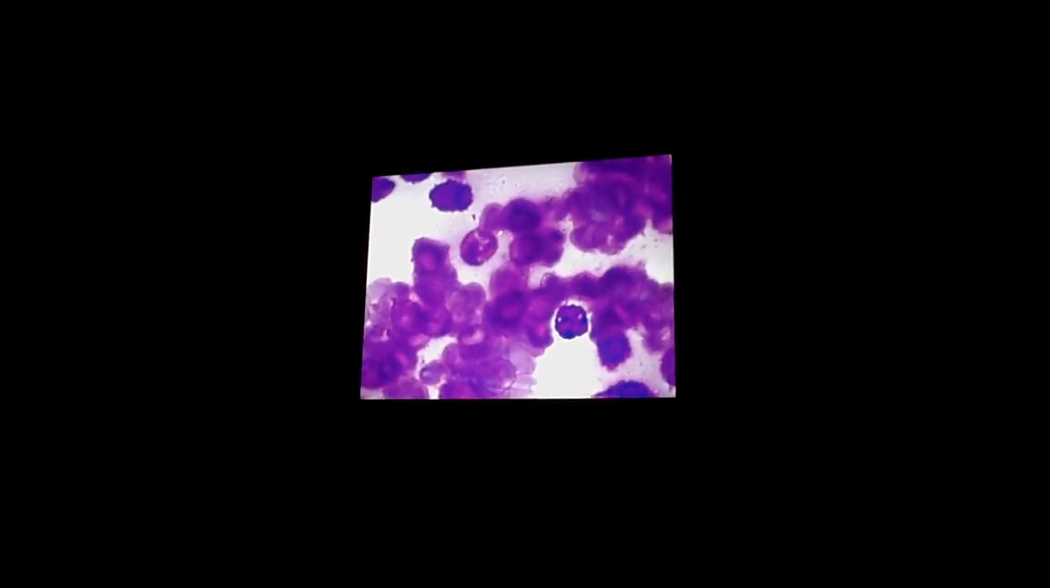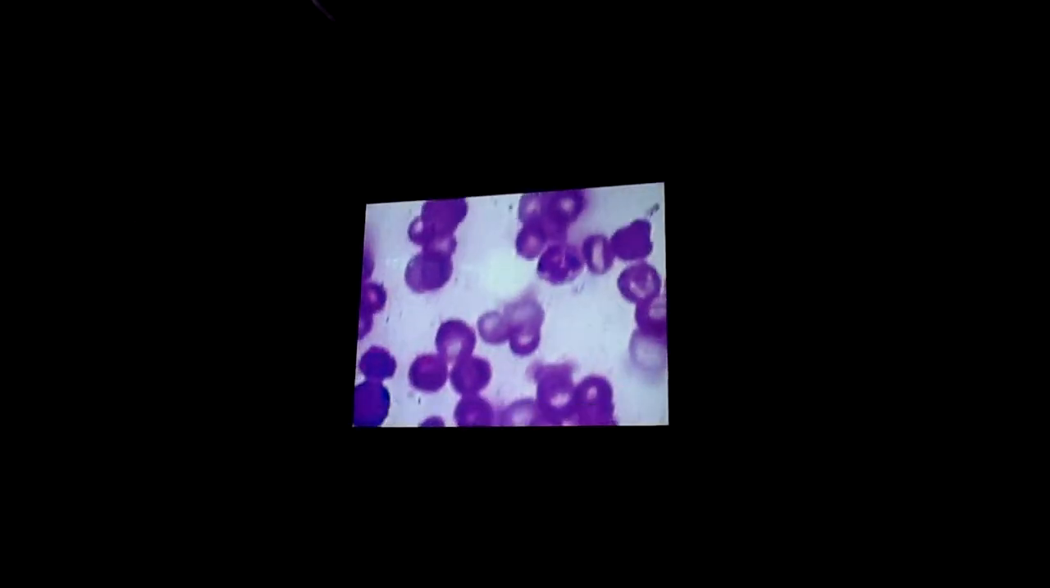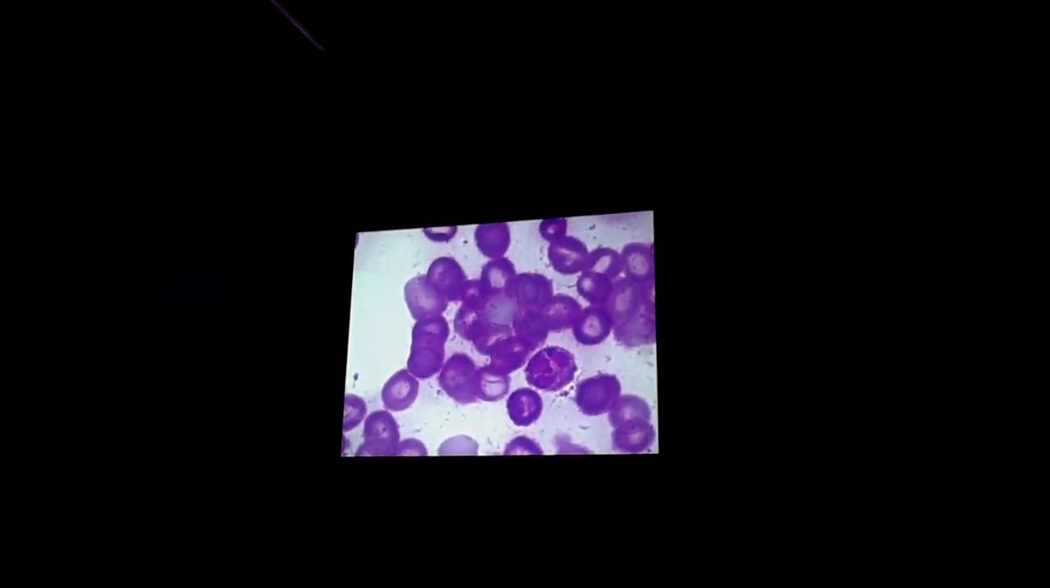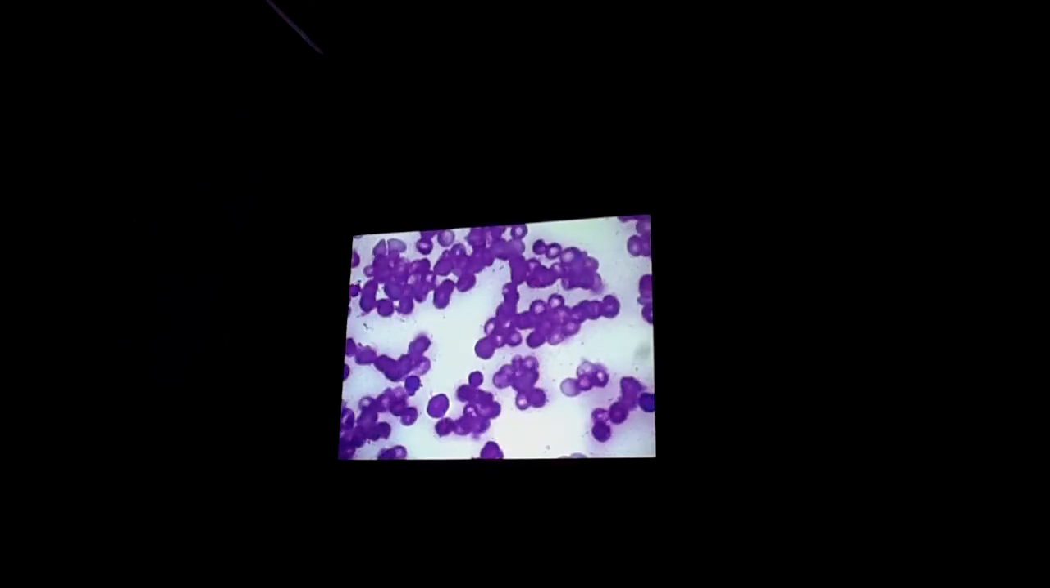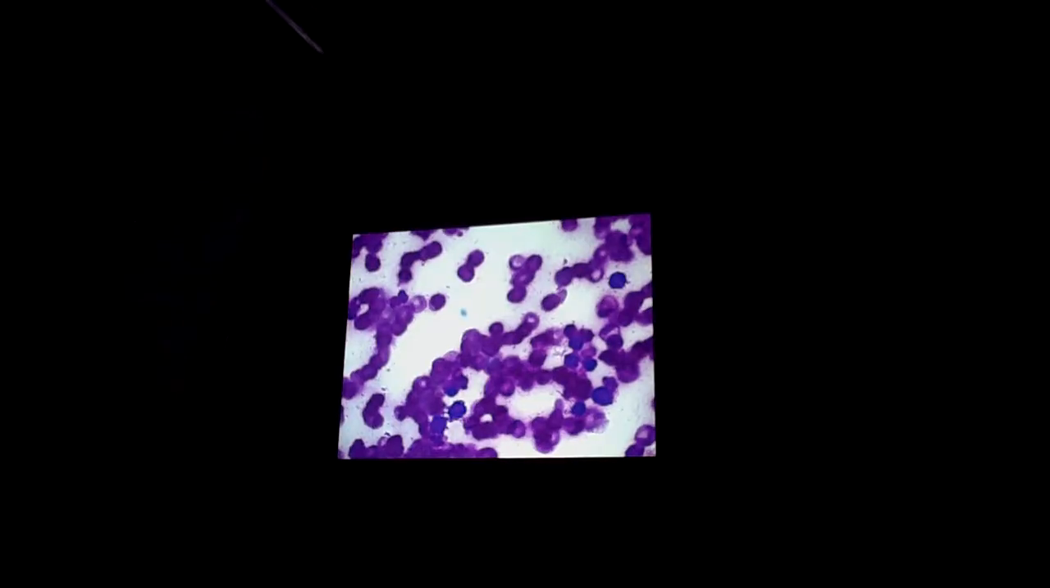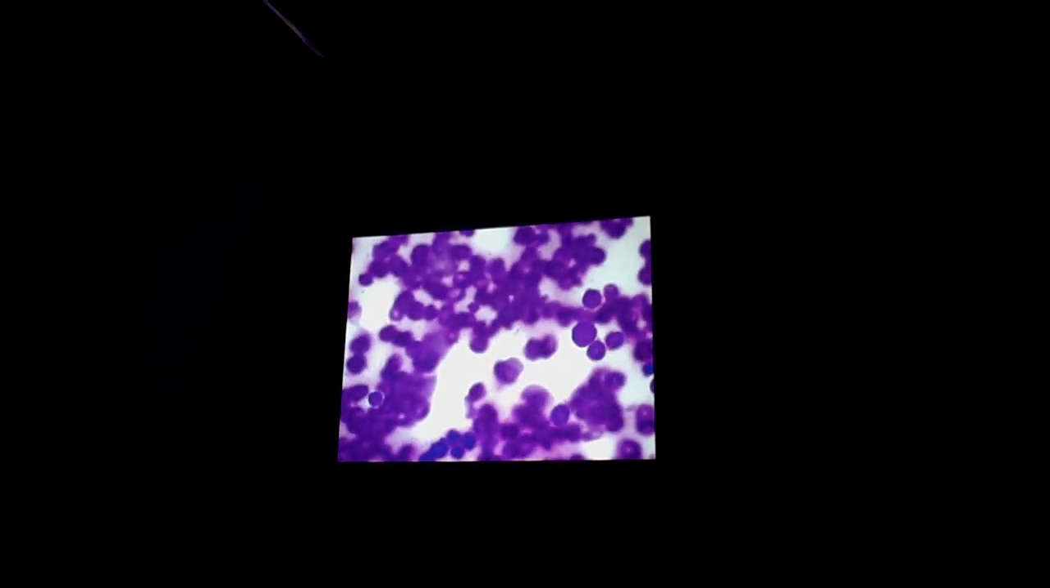So now for the last cellular component of the blood, which is actually not a complete cell, but fragments of a large cell in the bone marrow, which are responsible for the formation of clots, the platelets. Now, how will you be able to identify the platelets?